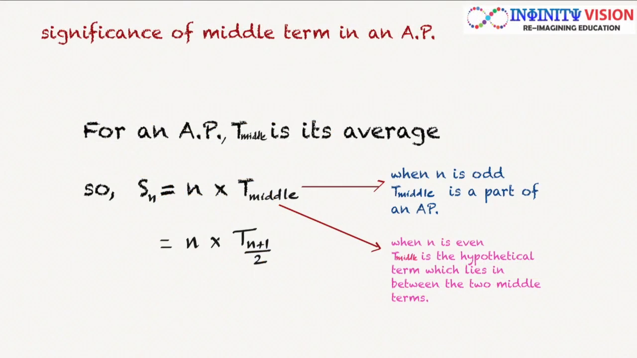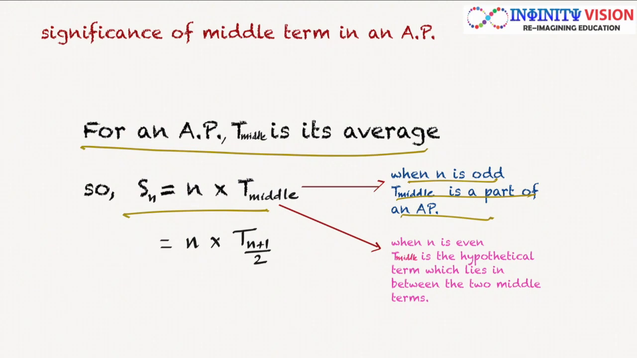So concluding, for an AP, T middle is its average. Sn is n into T middle. When n is odd, T middle is a part of the AP. When n is even, T middle is the hypothetical term which lies in between the two middle terms.